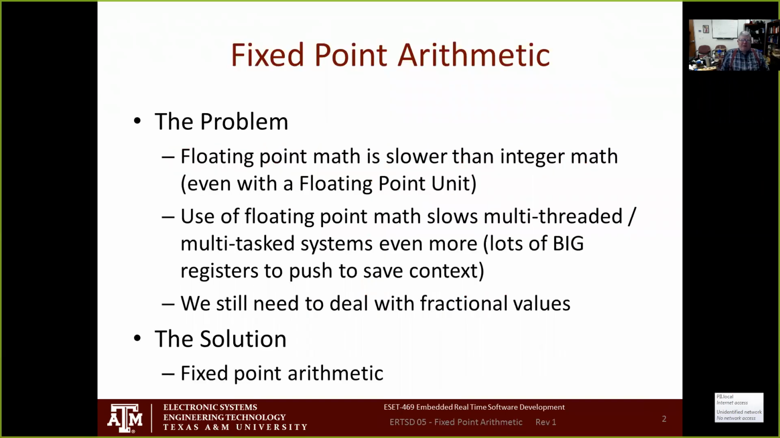All right, let's get started. So let's talk a little bit about fixed point arithmetic. Before we get started on fixed point arithmetic, I want to talk to you a little bit about why you care. Everybody here has probably used floating point arithmetic, and unfortunately, probably you've used it in an embedded design. So what's wrong with floating point arithmetic? Well, the fact is that it's much slower than other types of math, in particular integer math.